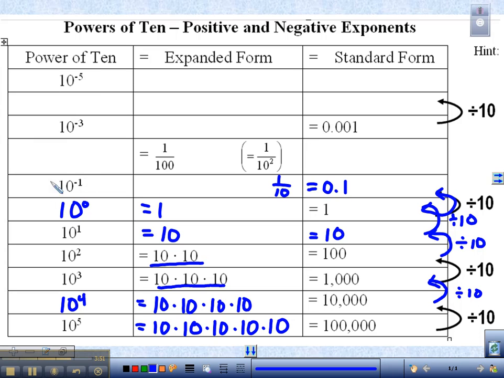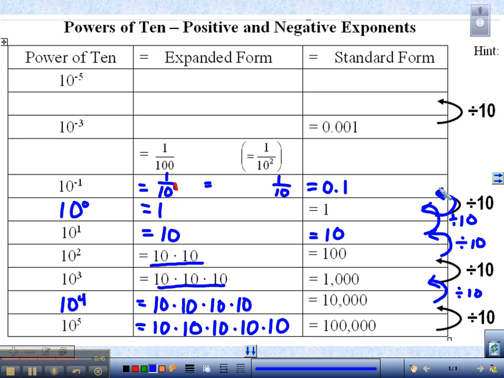We've got 10 to the negative 1 power right here. I want to tell you guys that that's actually 1 over 10 to the positive 1 power, which is the same as 1 over 10. Write that in your chart. I'm in fact going to make this red so you guys can see that's a positive 1 power there.